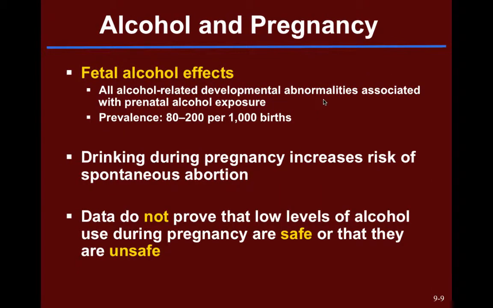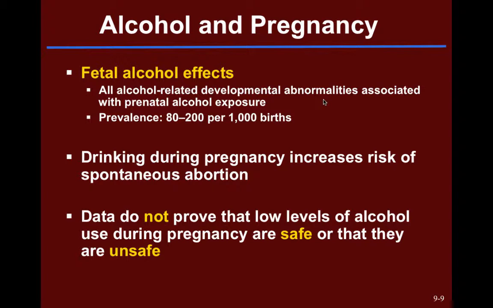So we also know that drinking during pregnancy increases risk of spontaneous abortion. Women who are consuming alcohol while pregnant are more likely to experience miscarriage, and also the prevalence of alcohol-related effects in any birth, not necessarily fetal alcohol syndrome, but any kind of abnormality, is actually higher, 80 to 200 per 1,000 births.